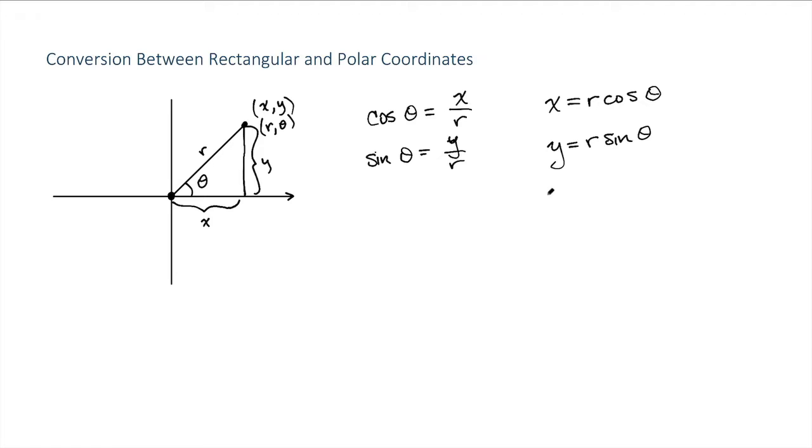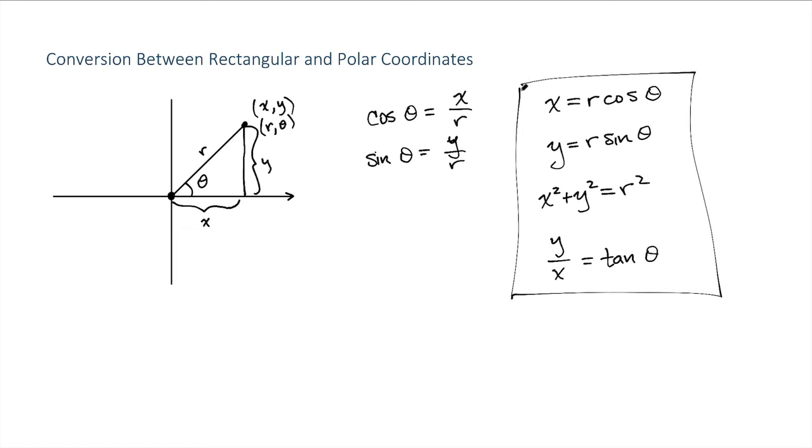Another one that's pretty common and useful is the Pythagorean theorem: x squared plus y squared is equal to r squared. And the last one that I'm going to talk about is the tangent of theta, which is going to be y over x, right? Opposite over adjacent. So y over x is equal to tangent of theta. So these are the most commonly used conversions between polar and rectangular coordinates.